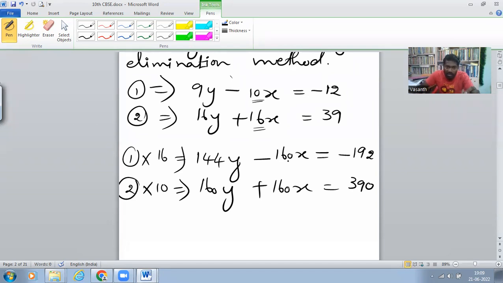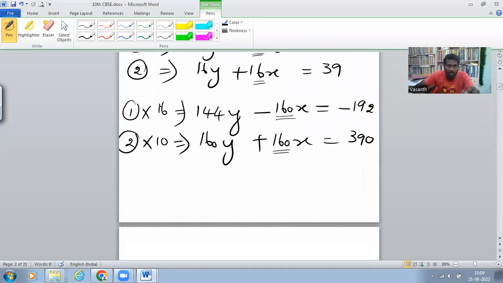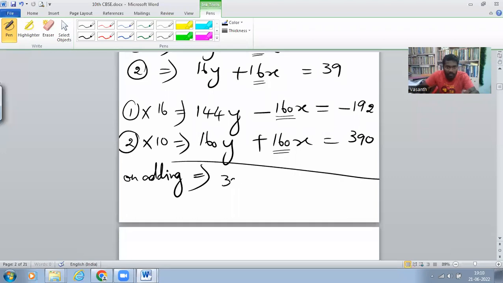Now see here, in these two new equations, we got the same numerical coefficient for x with opposite sign. Here it is minus, here it is plus. So now we can add these two equations to eliminate x, because here it is minus 160x, here it is plus 160x. On adding, 144y plus 160y is 304y. Now when we add minus 160x plus 160x, it gets cancelled.